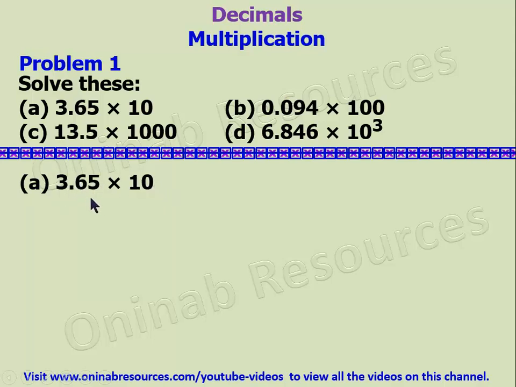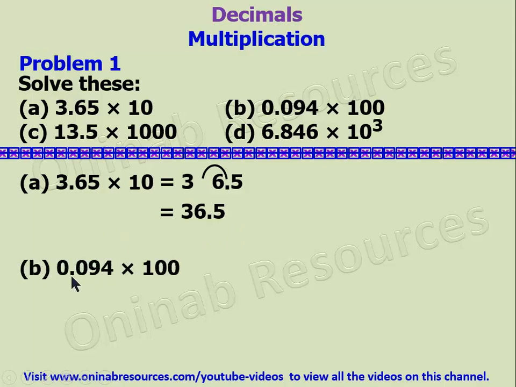3.65 times 10. So the method of multiplying this is we write the number and shift the decimal point to the right depending on the number of zeros. So in this case we have 1 zero in 10, so we are going to move this decimal point one step to the right. So we move 1. So we now have 36.5. Therefore 3.65 times 10 is 36.5. We go to B part of the problem.